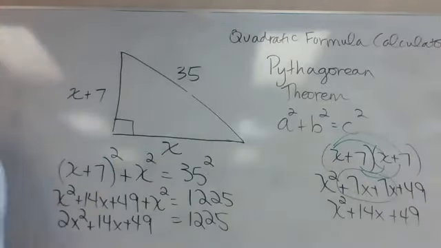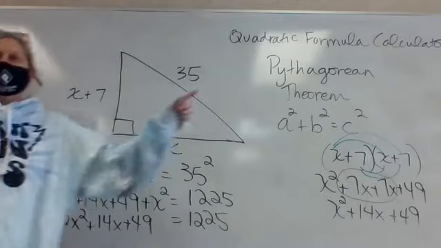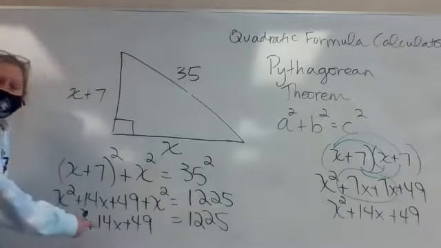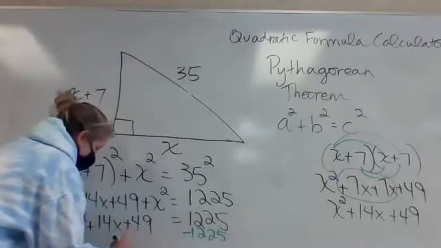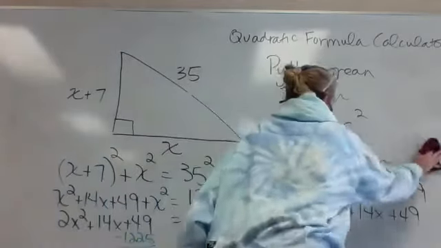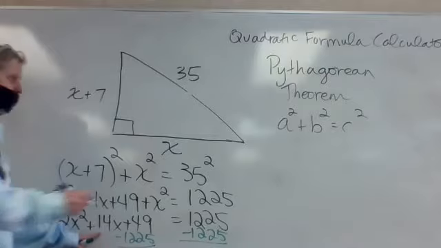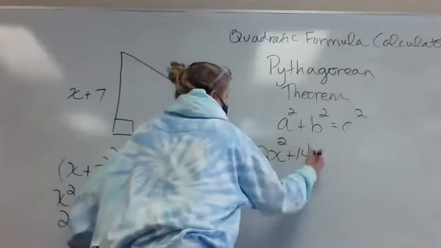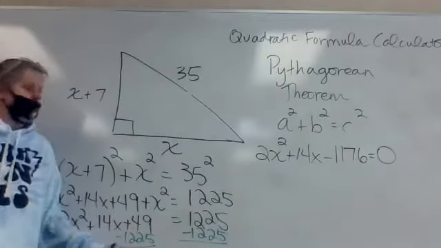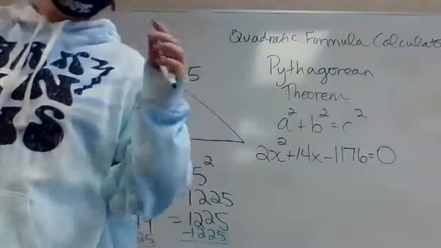Now, when you have a quad program, before you know what your A, B, and C are, all the terms have to be on the same side, set equal to 0. Which means I need to subtract the 1225 from this side. Let's see what that gives me. Two x squared plus 14x minus 1176 equals 0. All I did was 49 minus 1225, which gave me minus 1176. So now all the terms are on one side, set equal to 0.